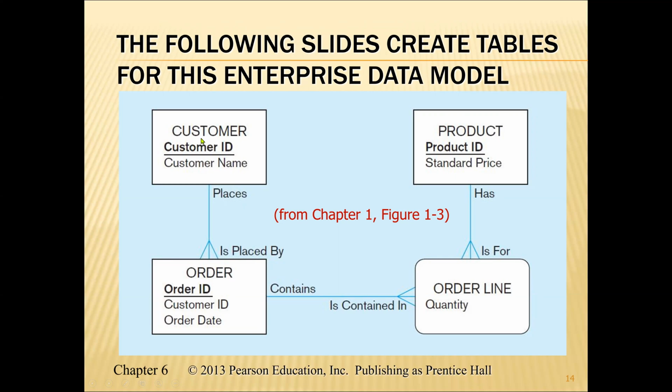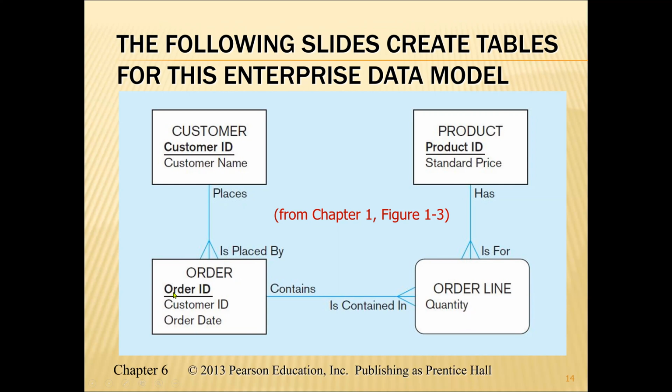So here we have a table named customer. We have only 2 fields, the customer ID. We underline it because the customer ID is the primary key field. Then we have customer name, product ID, primary key field, standard price, then order line, we have quantity.